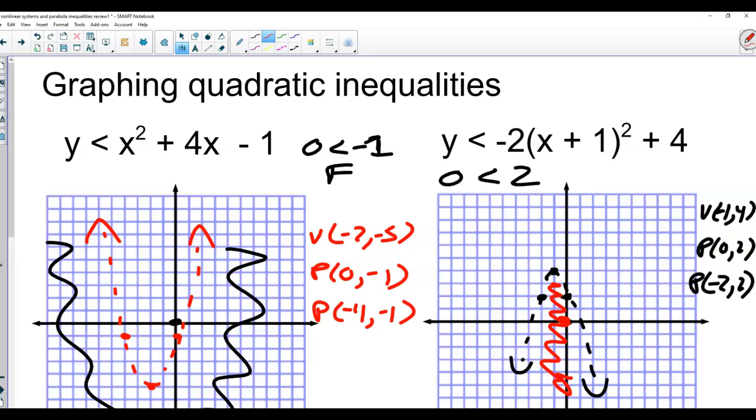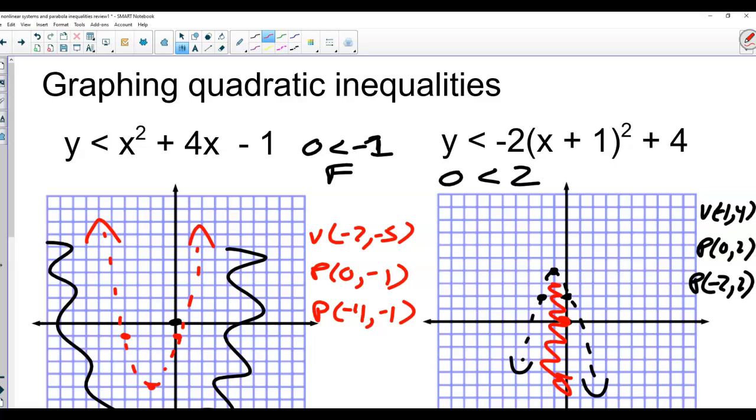My advice to you is pick any point in the shaded region and make sure it's true. Over-exaggerating, on the first one, 10, 0 should be true. 0 is going to be less than 10 squared plus 4 times 10 minus 1. 10, 0 should be a false statement. 0 is not going to be less than 10 plus 1 squared times negative 2 plus 4.